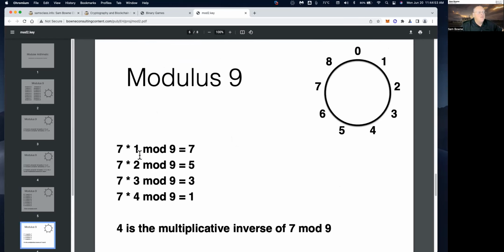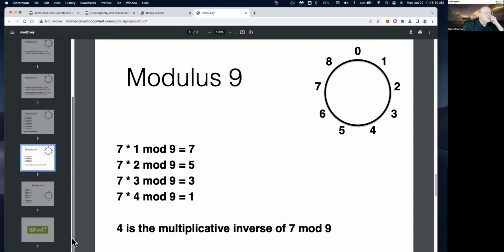If I just start multiplying 7 times 1, 7 times 2, 7 times 3, I will find that 7 times 4 mod 9 is 28. That's 27 plus 1, so it's 1. So 4 is the multiplicative inverse of 7 modulus 9. And this is very important if you get into RSA. This is how RSA works.